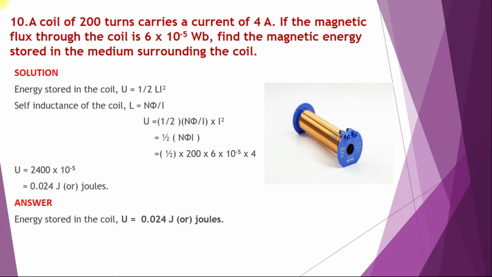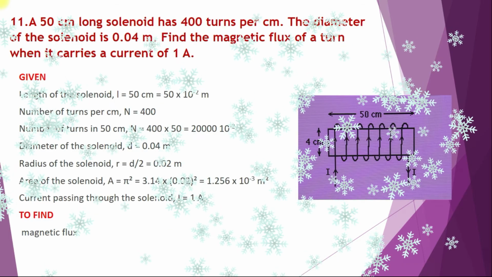Now substitute the values of N phi and I from the given data. So the answer becomes half into 200 into 6 into 10 power minus 5 into 4, which is nothing but 2400 into 10 power minus 5 joule, which can also be written as 0.024 joules. So the answer is, the energy stored in the coil U is equal to 0.024 joules.